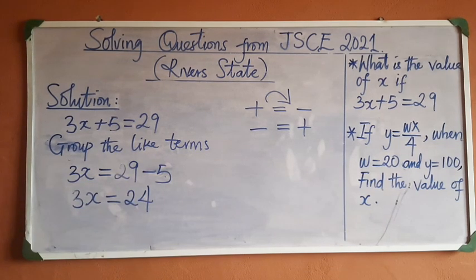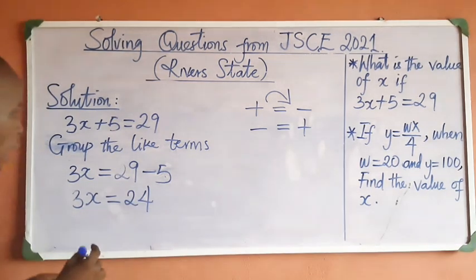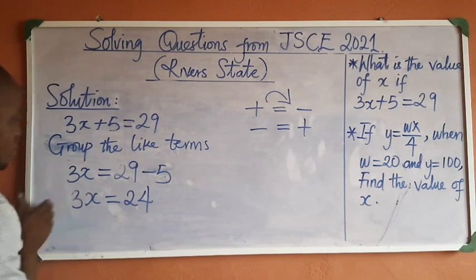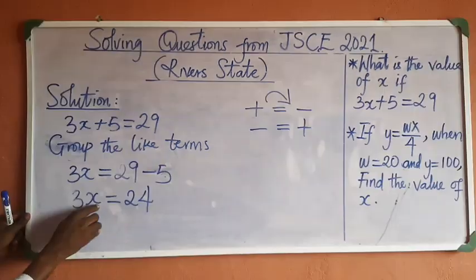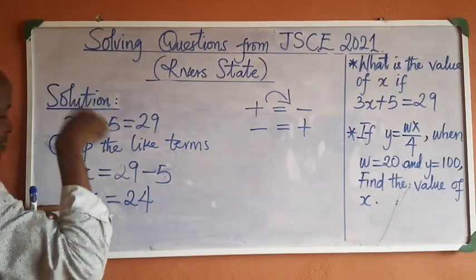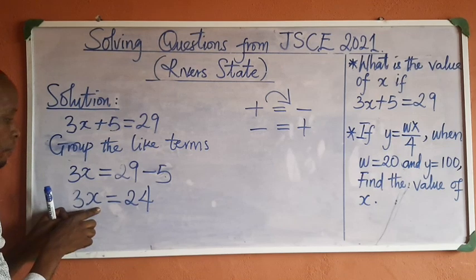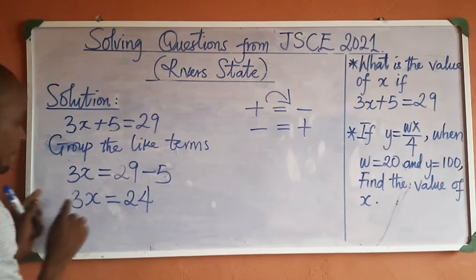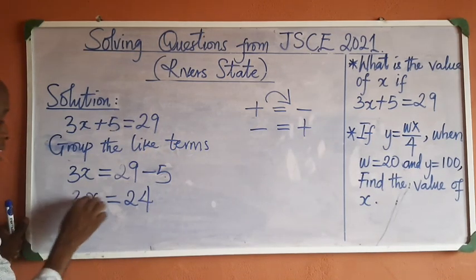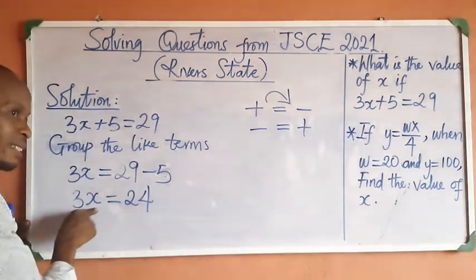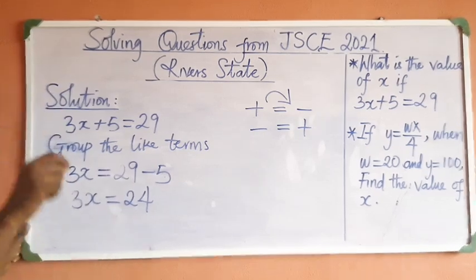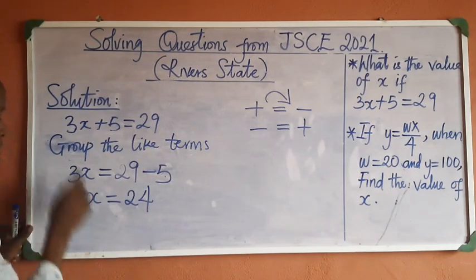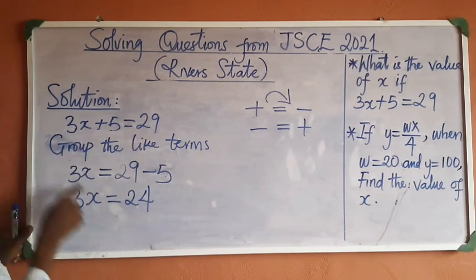So what next am I supposed to do? The next step I am going to take here is simply to divide both sides of the equation by the number that is attached to this letter. I am going to divide the two sides of the equation by the number that is attached to this unknown, this letter. In other words, in mathematics, we would say that we divide both sides by the coefficient of x. The coefficient of x is 3.